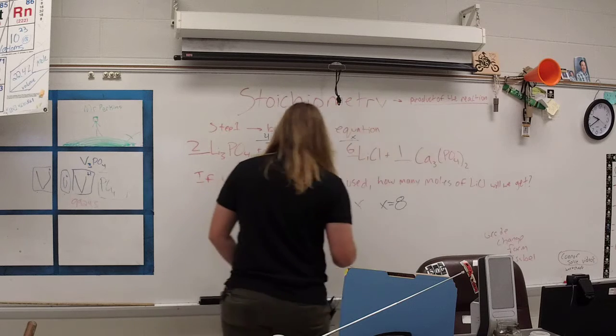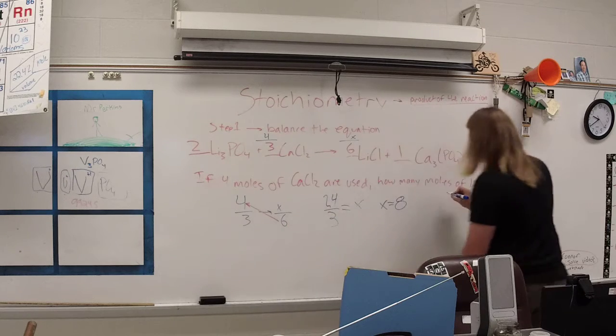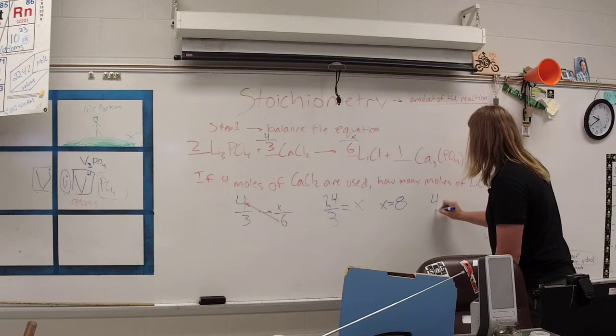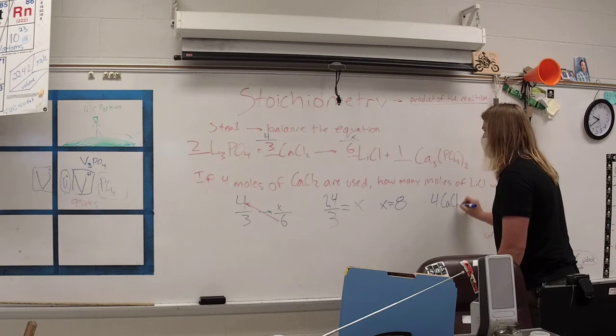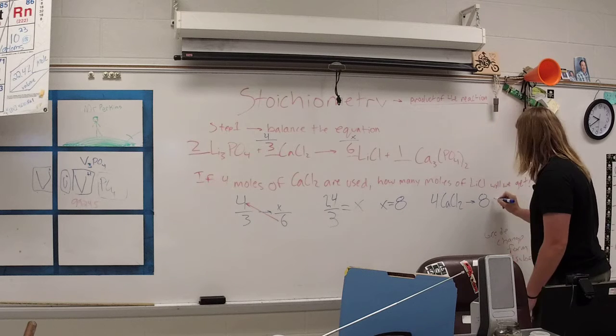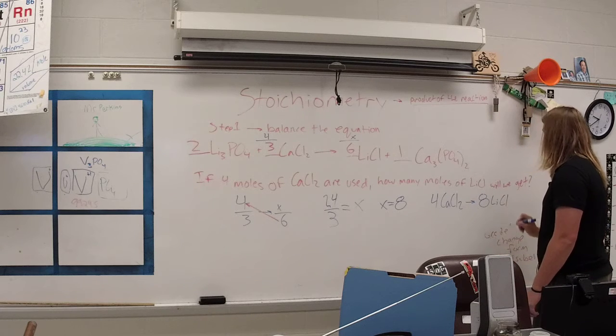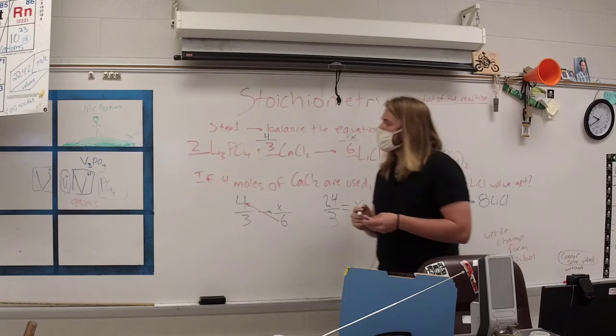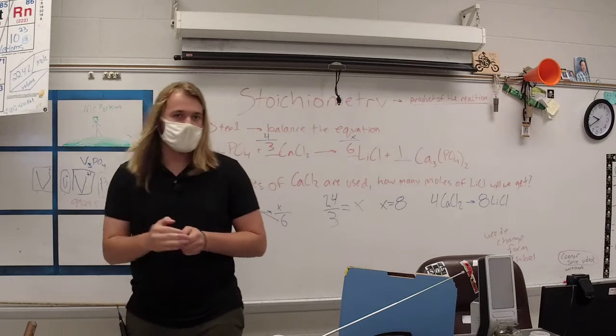So we can write that as 4 CaCl2 gives us 8 LiCl. Okay, we're going to pass out a worksheet now.